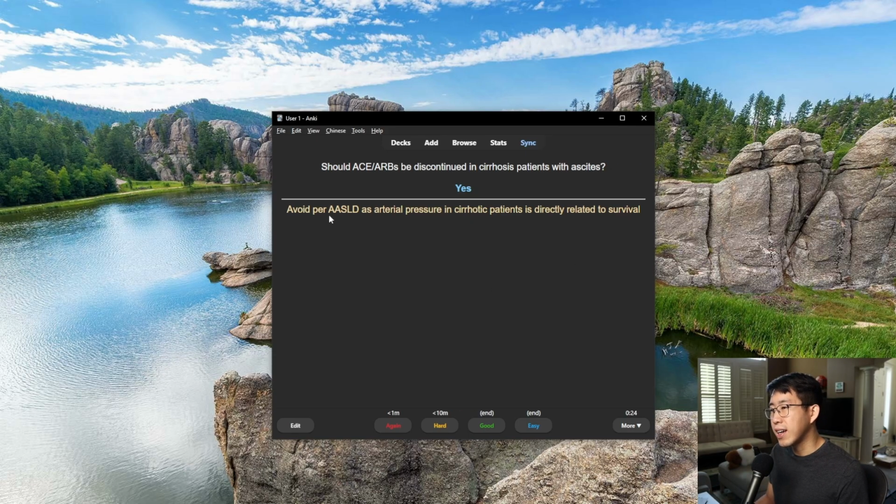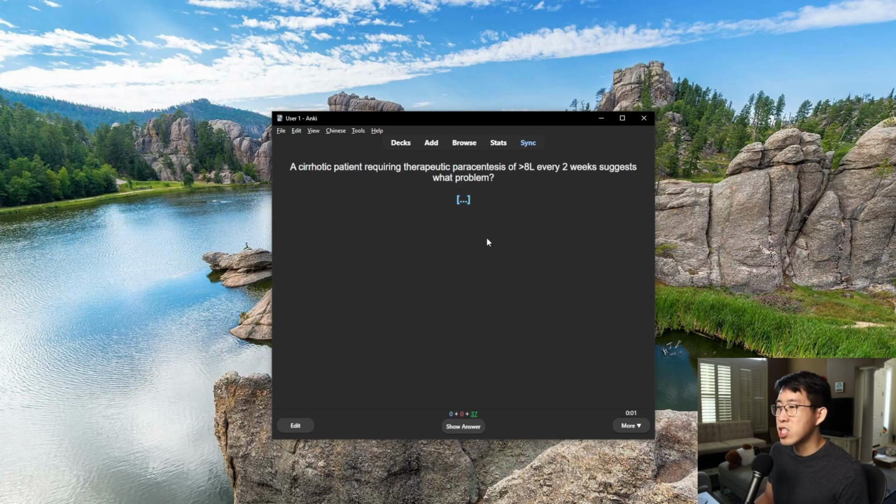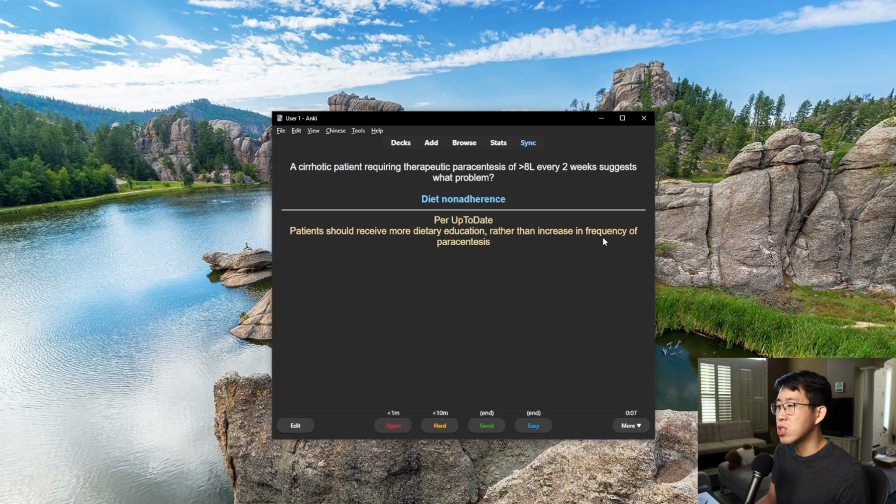And this is from the AASLD, which is the American Association for the Study of Liver Diseases. A cirrhotic patient requiring therapeutic paracentesis of greater than 8 liters every 2 weeks suggests what problem? Usually this is dietary non-adherence. So this is per UpToDate, but if somebody's requiring that frequent of paracentesis, usually it's because they're not being adherent to their diet. Of course, we want to optimize their diuretics as well to try and prevent the fluid reaccumulation, but this much amount of drainage and the frequency at which it needs to be drained usually suggests that there's a dietary component to it as well.